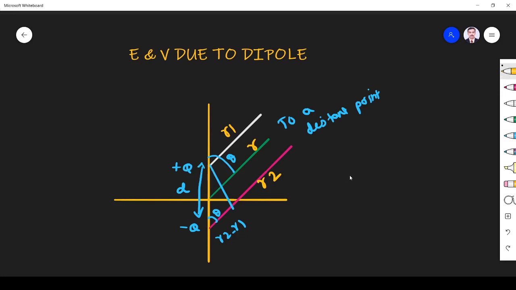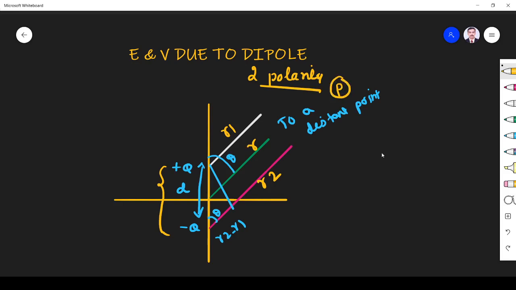Dipole, we know that it is equal and opposite charges, plus Q and minus Q, separated by a distance D. Di means two, pole means polarity. So it has two polarities, that's why it is known as dipole. Okay. So due to this dipole, we want to find what is the potential at some distant point P, right?